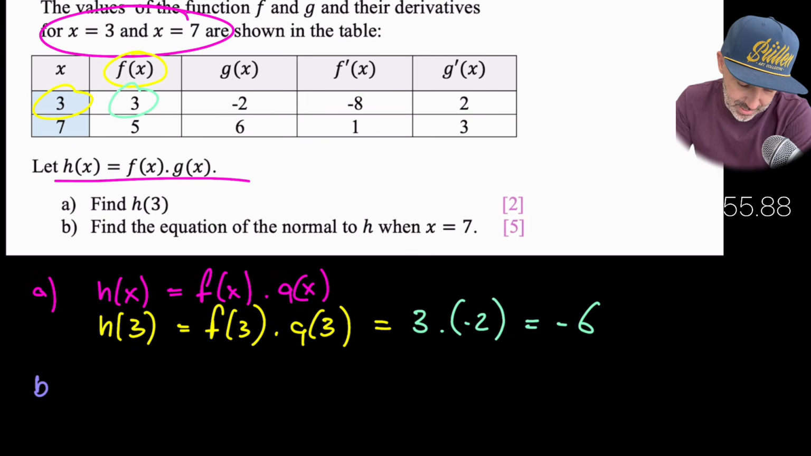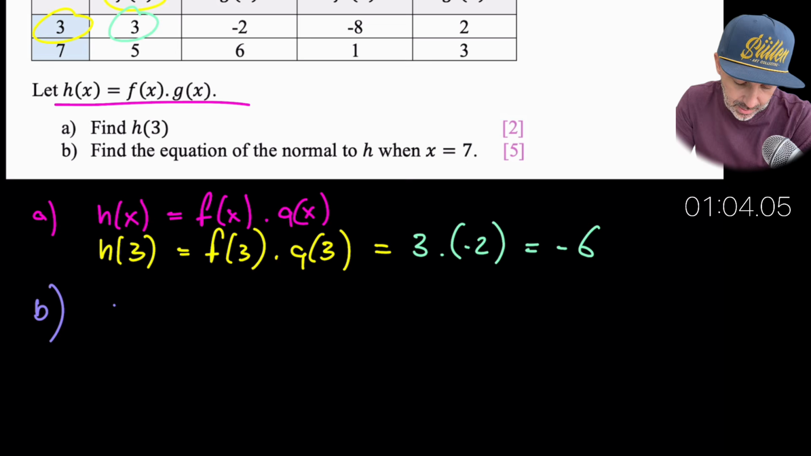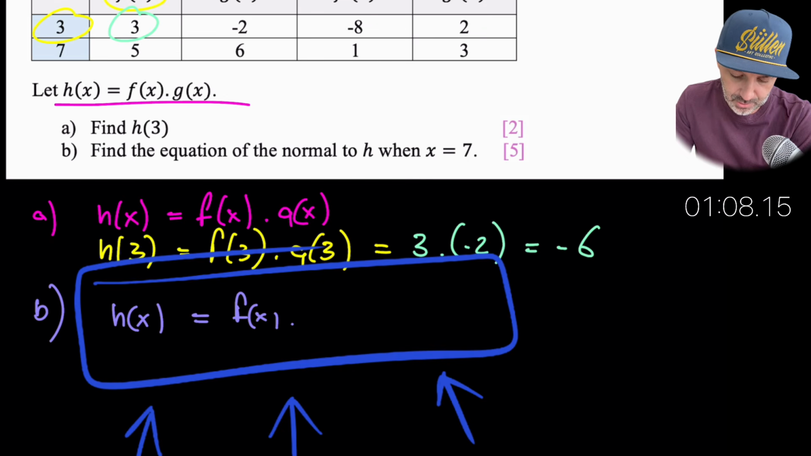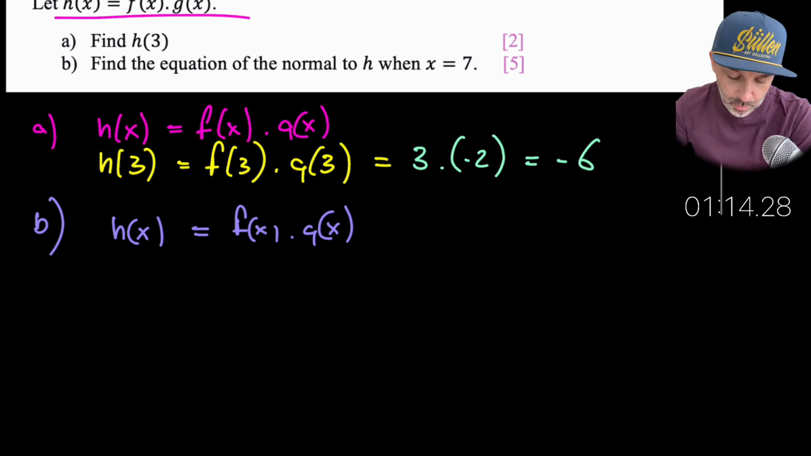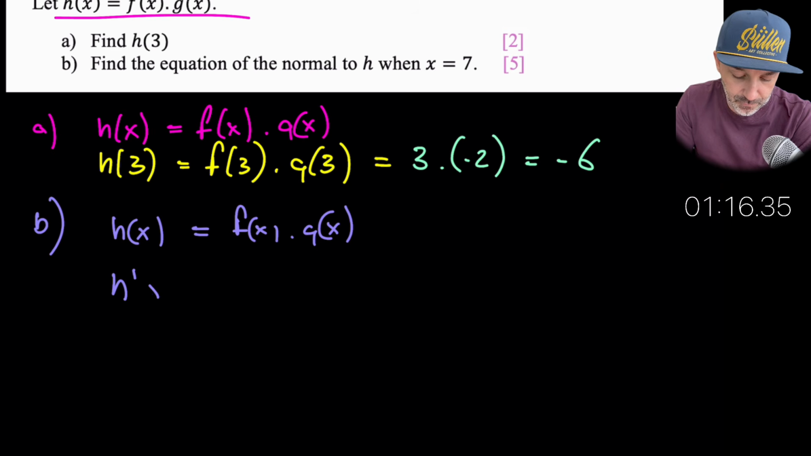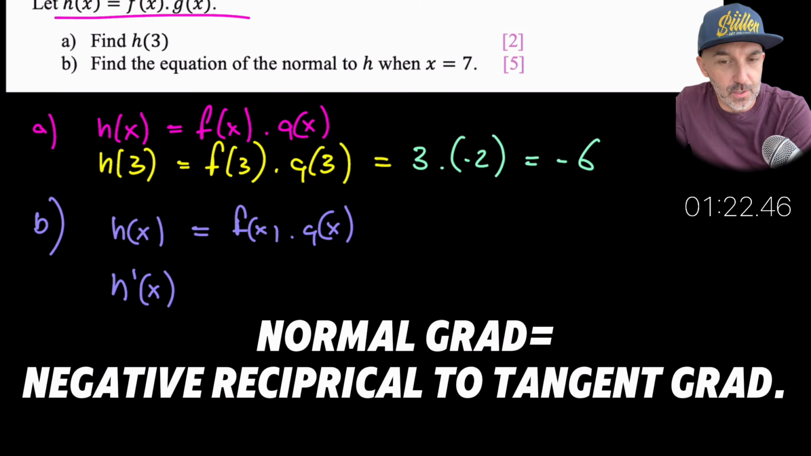For part B, it says find the equation of the normal to h when x is 7. So there's quite a few steps to this, because we're told that h of x is f of x times g of x. But now they're asking us to find the equation of the normal to h. So in most cases, what we'll need to do is differentiate h of x. And then once we've found the derivative of that, we can proceed to find the normal to the tangent, which is the negative reciprocal of that.